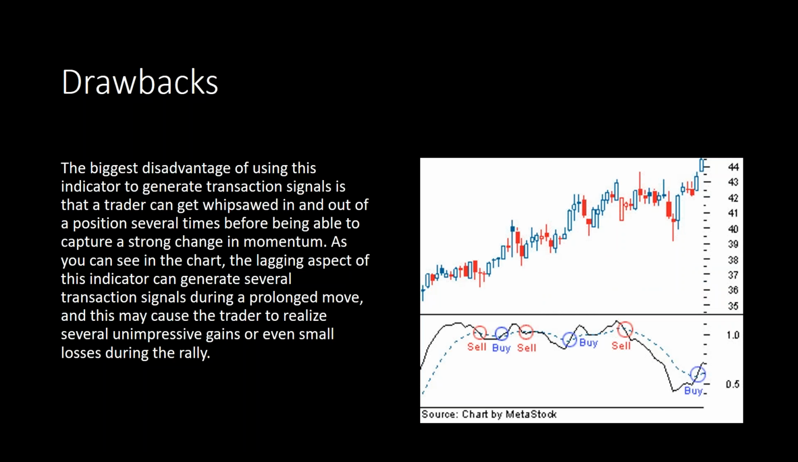There are lots of indicators that don't work well in short-term markets. The biggest disadvantage of using this indicator to generate transaction signals is that a trader can get whipsawed in and out of a position several times before being able to capture a strong change in momentum. As you see in this chart, the lagging aspect of this indicator can generate several transaction signals during a prolonged move. This may cause a trader to realize several unimpressive gains or even small losses during a rally.